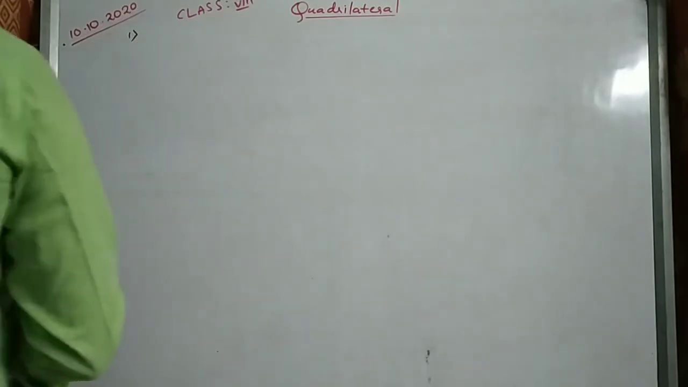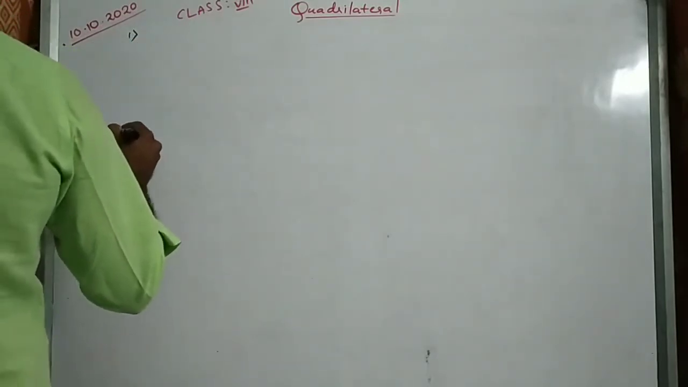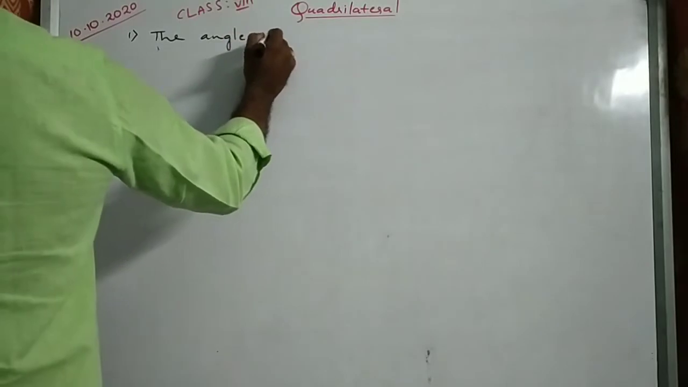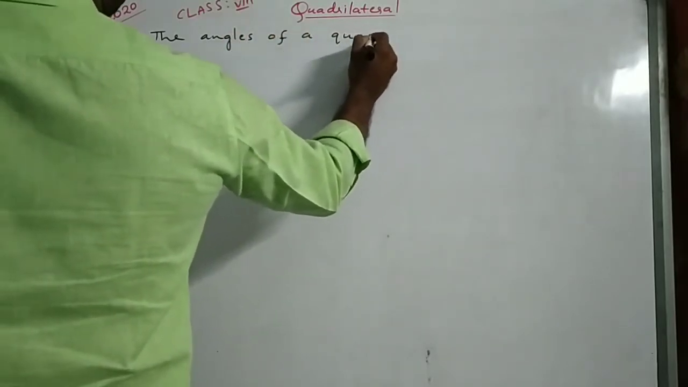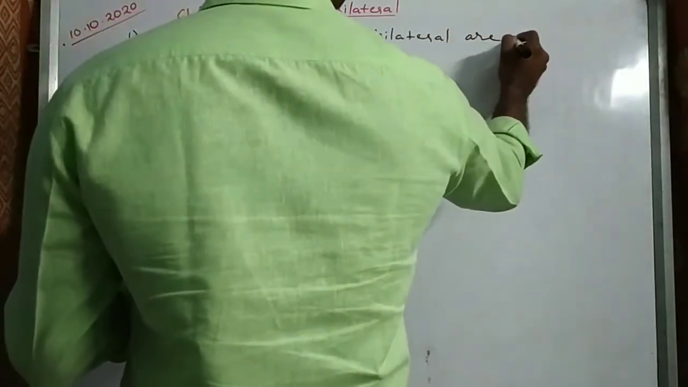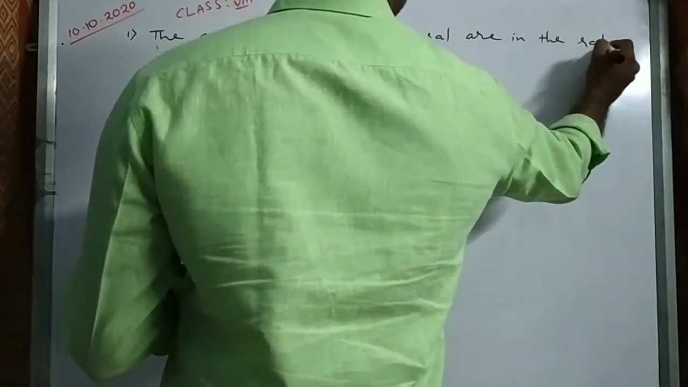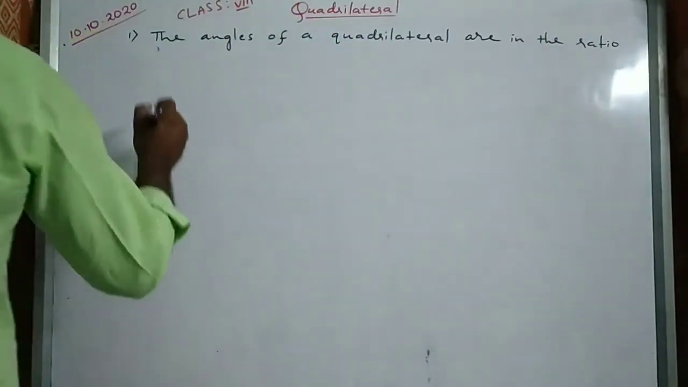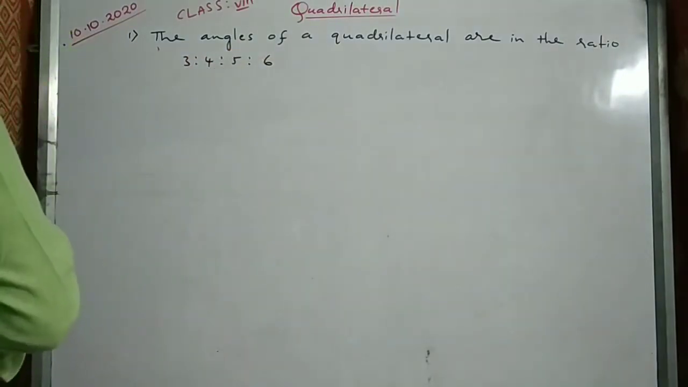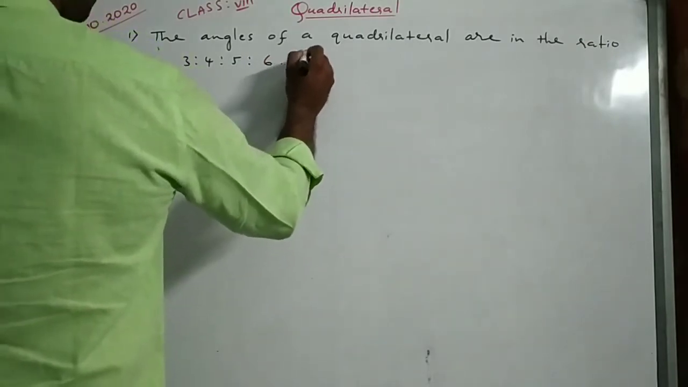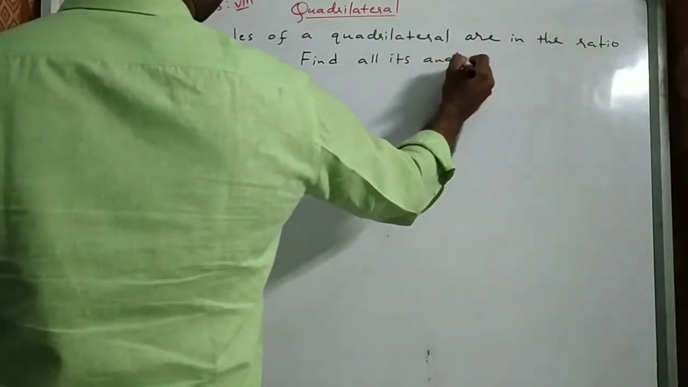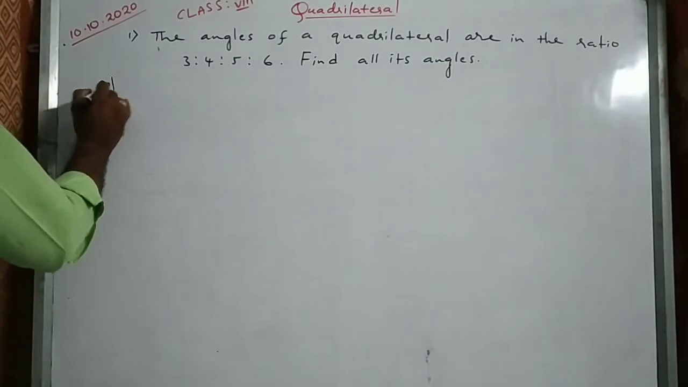Look at one question here. The angles of a quadrilateral are in the ratio 3:4:5:6. Find all its angles. So this type of problems we have done already.